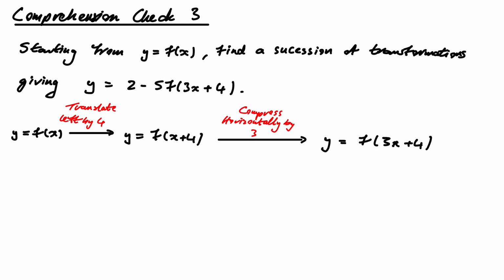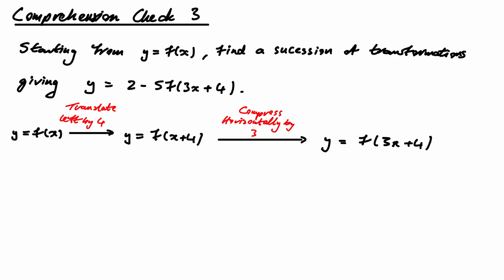Next, do I need to do any reflections in the y-axis? Another horizontal behavior. Well, that would involve replacing x by minus x. Do I need to do that? Well, no, because I'm already in the right format. The input to f has already been shifted to this, so we're good. No need to do that. Next, so we've done the horizontal stuff, now the vertical stuff.